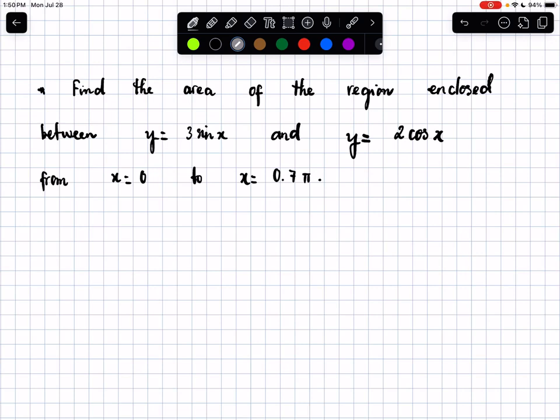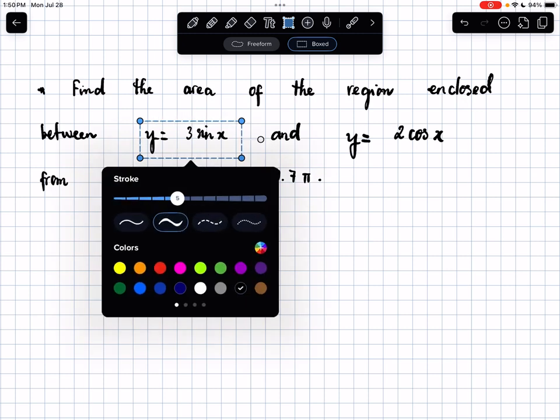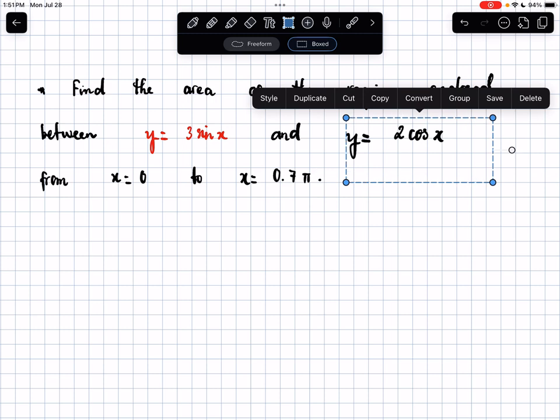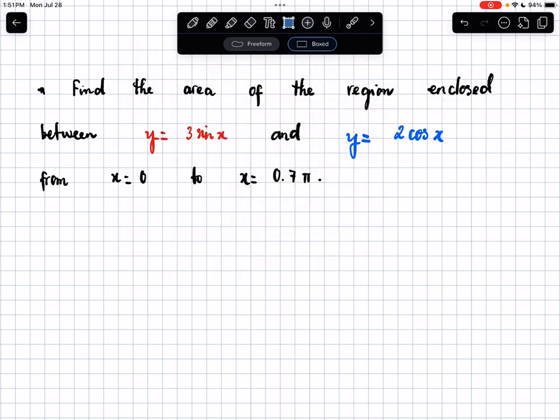We need to find the area of the region enclosed between two curves, y equals 3 sine of x and y equals 2 times cosine of x, for x between 0 and 0.7 pi, so almost 3 pi over 4.